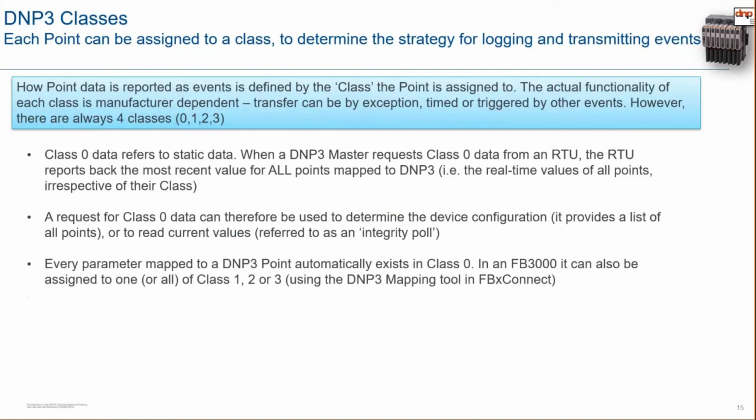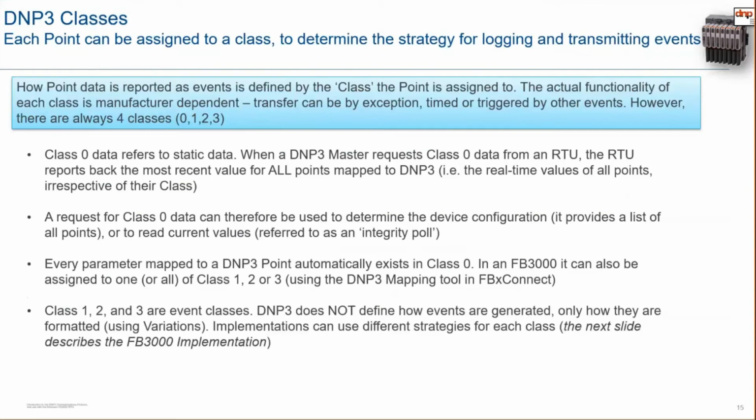Also, in the FB3000, it's optional that you can map it to either any one of class 1, 2, or 3, or to all of them. So it can either be 1, 2, and 3, or 1, 2, or 3. That makes sense. You can't put it in just 1 and 2.